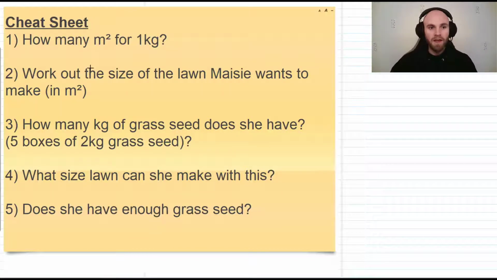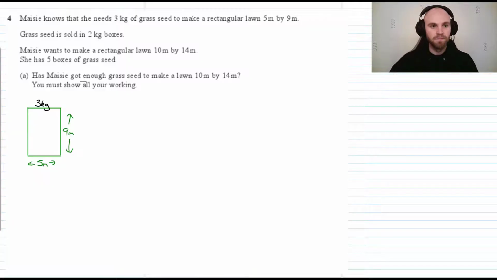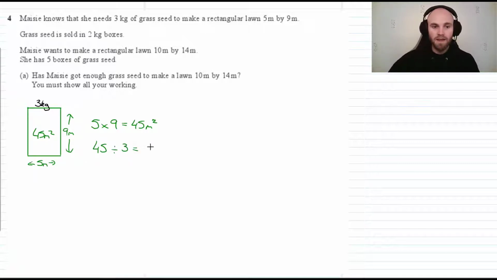So if we go to the cheat sheet, I think we should probably do this one in stages. So I'm going to do this first part. How many meters squared, how much area, for 1 kilogram of grass seed? From the question, we know that she needs 3 kilograms of grass seed to make a rectangular lawn 5 meters by 9 meters, which we have here. To work out this area, we need to multiply the 5 by the 9. So 5 multiplied by 9 gives us 45 meters squared, which I'm going to put in here. And we know that there's 3 kilograms of grass seed needed for this 45 meters squared. So I'm going to say the 45 meters squared divided by the 3. That's going to give us 15 meters squared, and that is for 1 kilogram of grass seed.